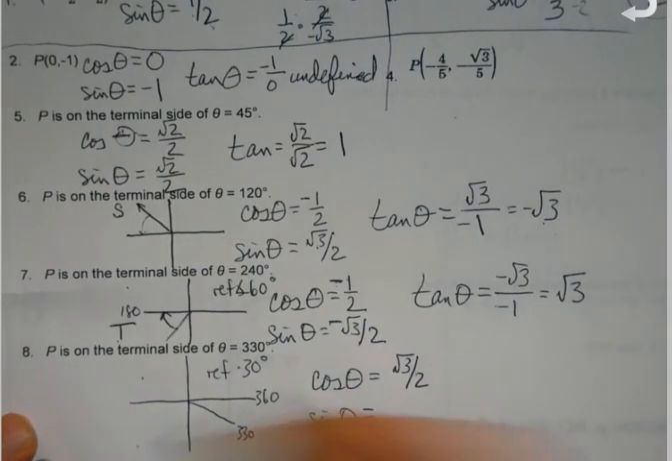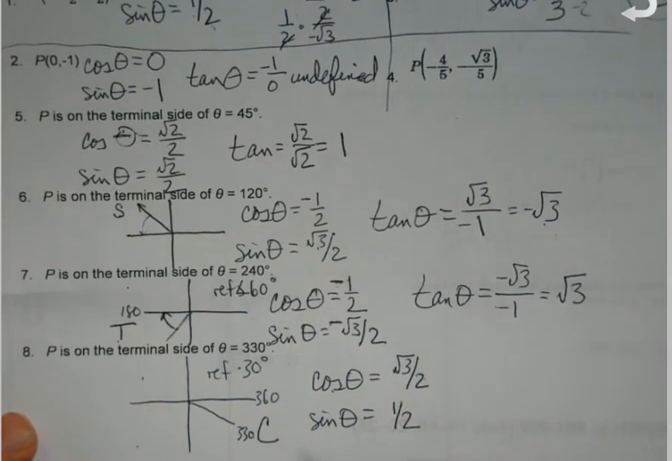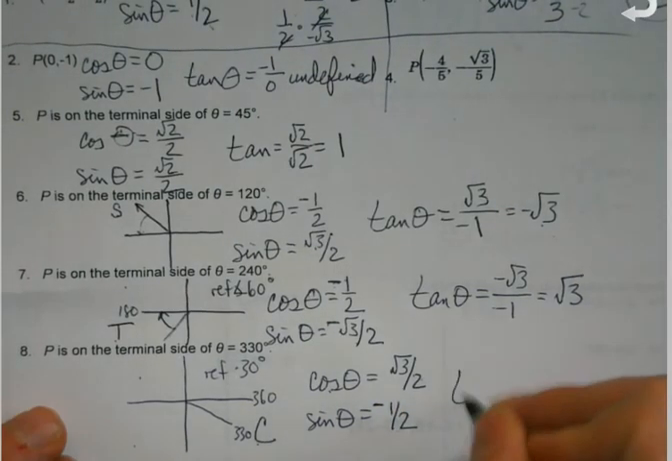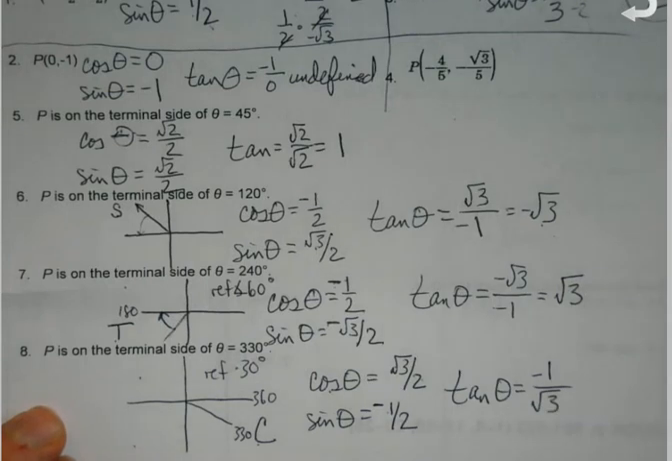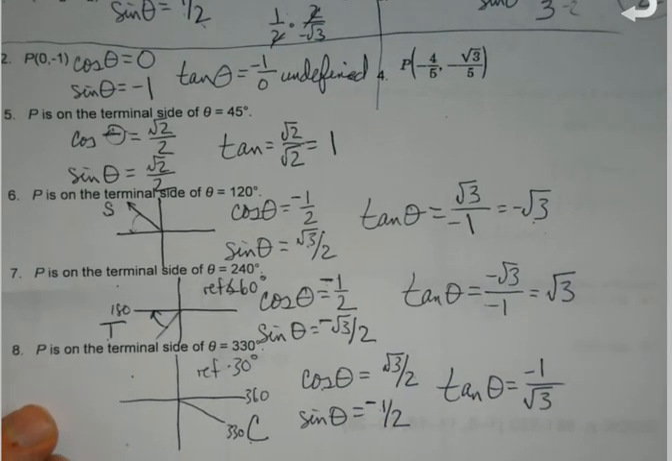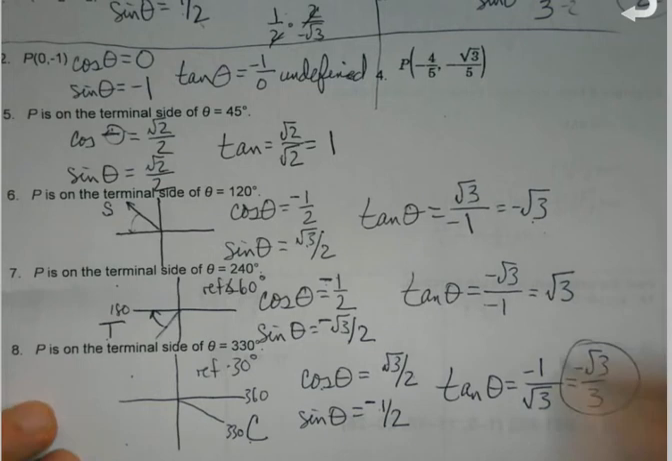All students take calculus, so cosine's positive. My sine's going to be 1/2. But we're not in sine's favorite quadrant, so we get negative. And then my tangent, numerator of sine, numerator of cosine, and then I want to go ahead and take care of that because I don't want my square root down here, so we'll rationalize it and get my tangent.